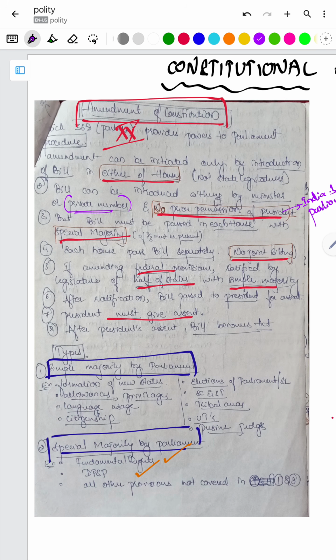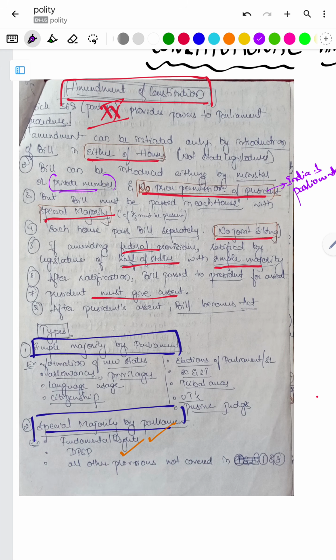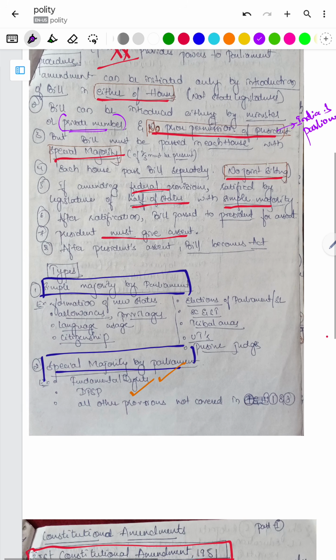Next, another important thing: can both houses, Lok Sabha and Rajya Sabha, sit in a joint sitting and enact this bill? No, it should be passed separately. Okay. Next, as the President's prior permission is not required, to become an act, the President must give assent. So he must give assent when it is passed.